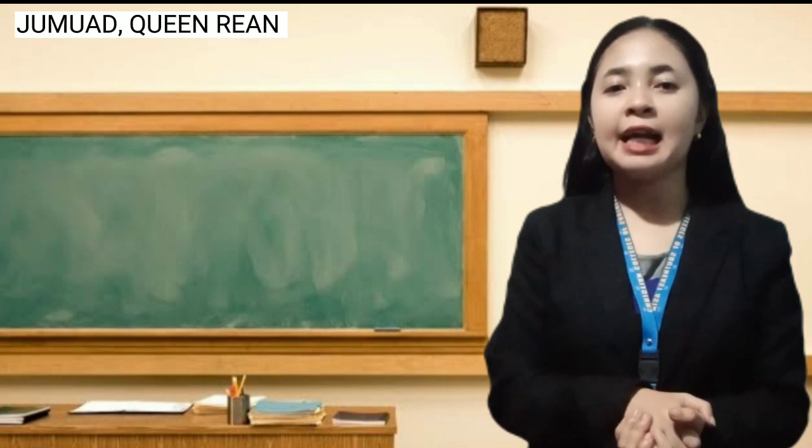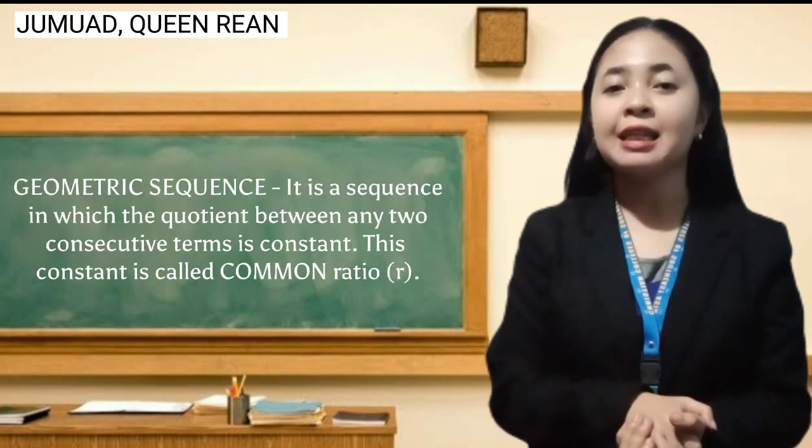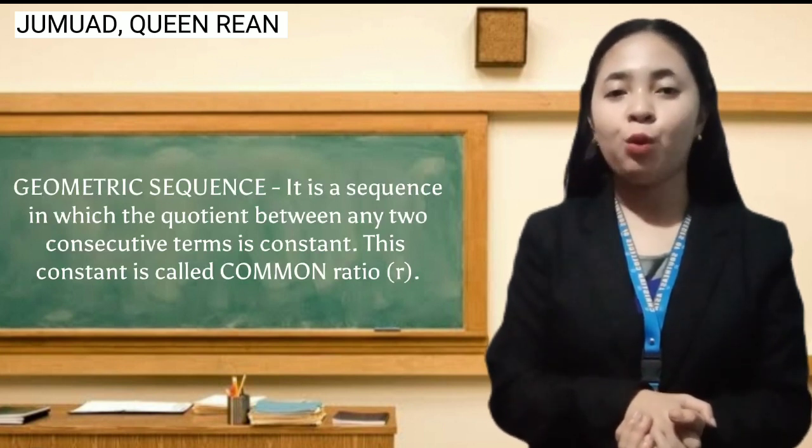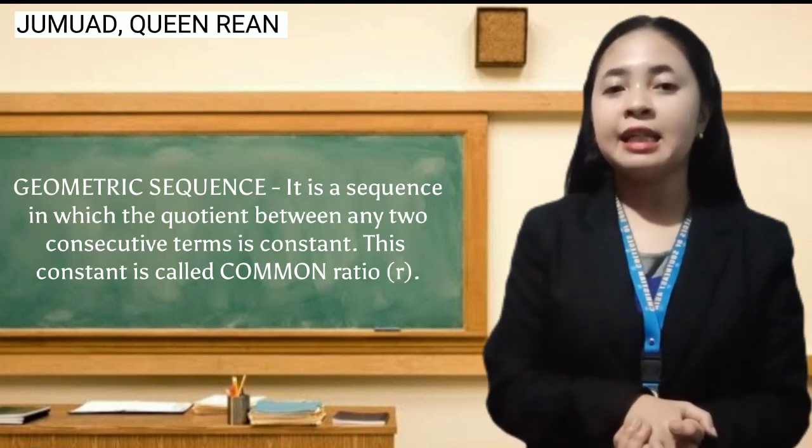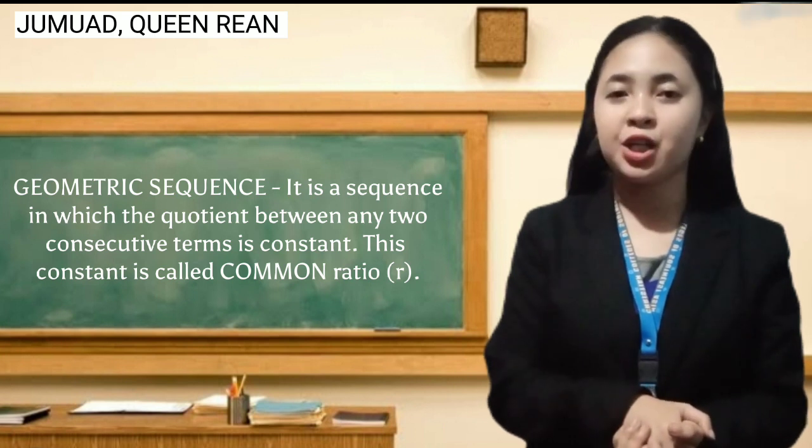Now, let us proceed to the second type of sequence, which is the geometric sequence. It is a sequence in which the quotient between any two consecutive terms is constant. This constant is called the common ratio.